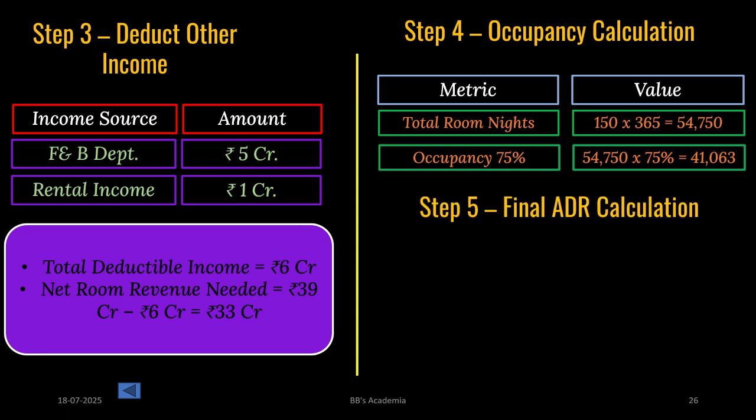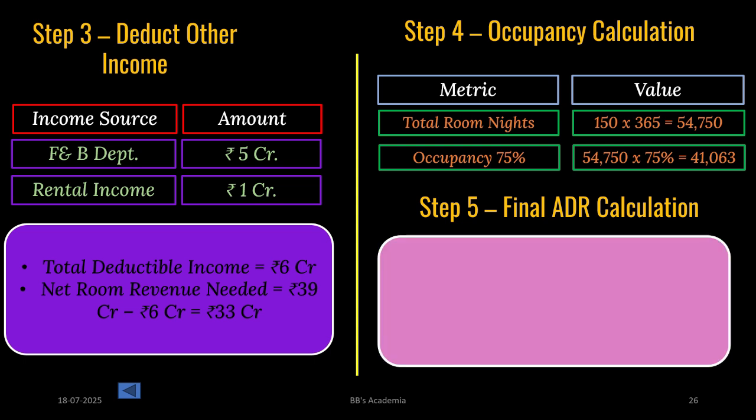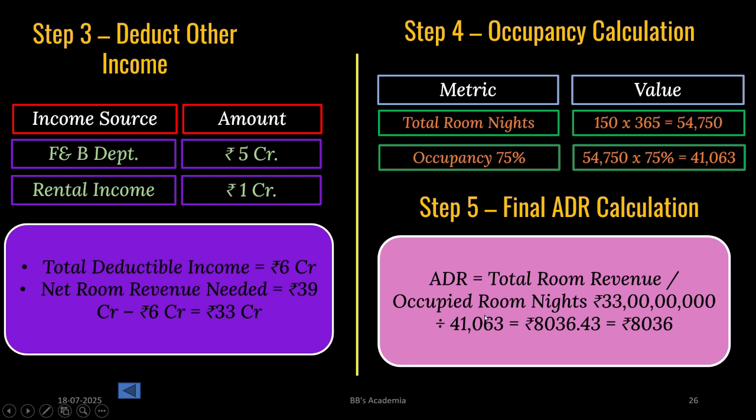Now we'll calculate step 5. It is our last step for calculating the ADR through the Hubbart formula. What is that? ADR is total room revenue. That means I have already calculated this. We require 33 crore from the room revenue divided by total room nights. Here the room nights are 41,000, based on occupancy.